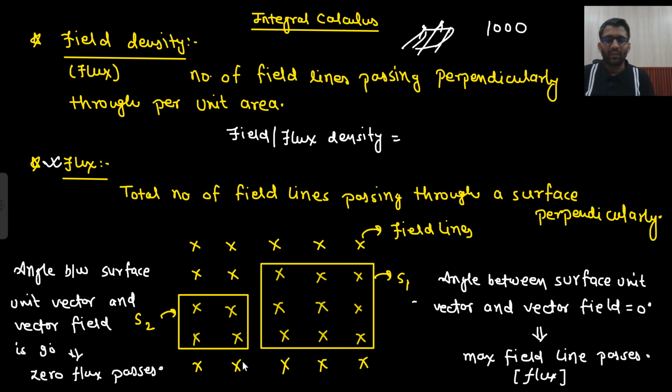Right? Okay. Now let's define. We will come back to this point. This point you need to remember: 0 degree, maximum passed; 90 degree, 0 passed. We will relate this to the first lecture, what we studied there, the dot product. That we will relate. But first let's study field density. What do you mean by flux density or field density?